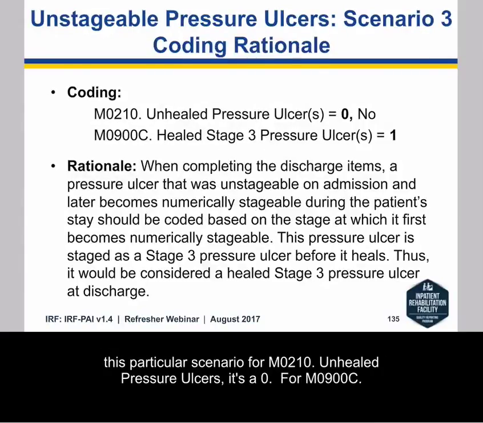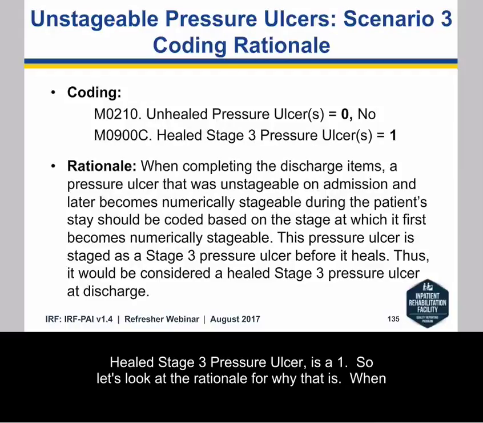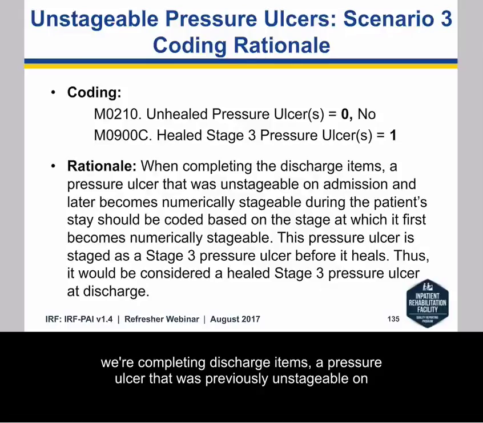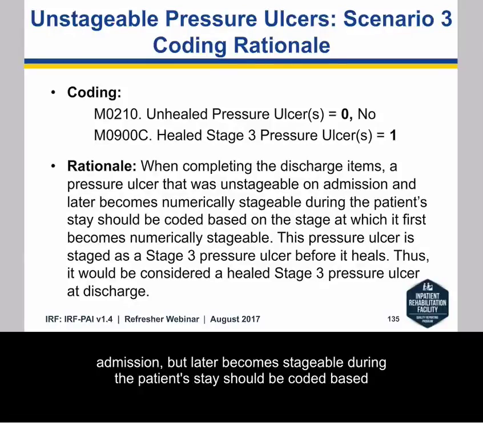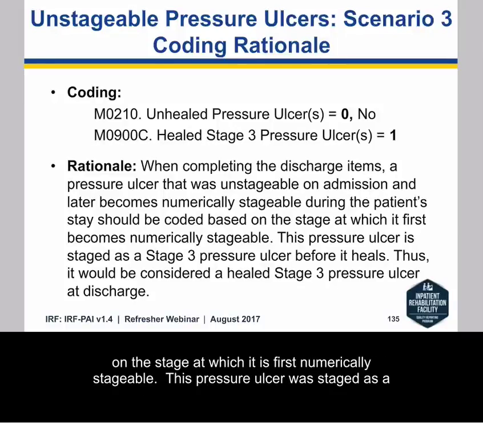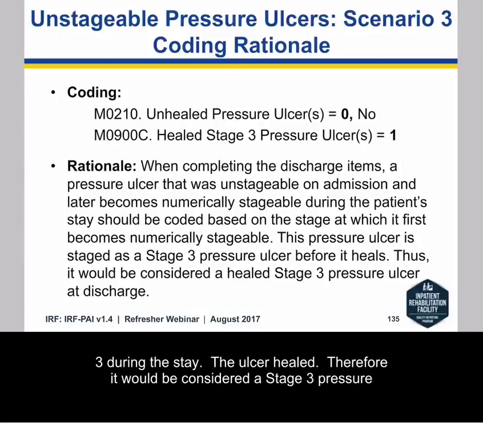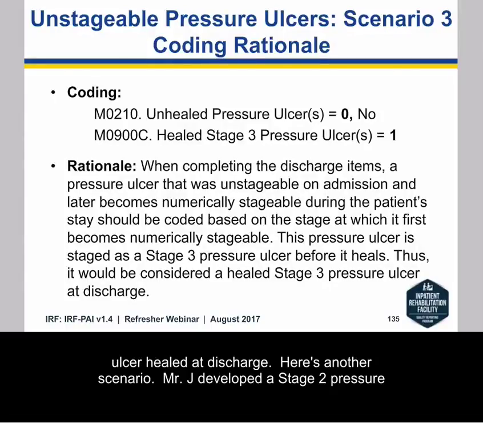In this particular scenario, for M0210, unhealed pressure ulcers, it's a 0. For M0900C, healed stage 3 pressure ulcer is a 1. So let's look at the rationale for why that is. When we're completing discharge items, a pressure ulcer that was previously unstageable on admission but later becomes stageable during the patient's stay should be coded based on the stage at which it is first numerically stageable. This pressure ulcer was staged as a 3 during the stay. The ulcer healed. Therefore, it would be considered a stage 3 pressure ulcer healed at discharge.